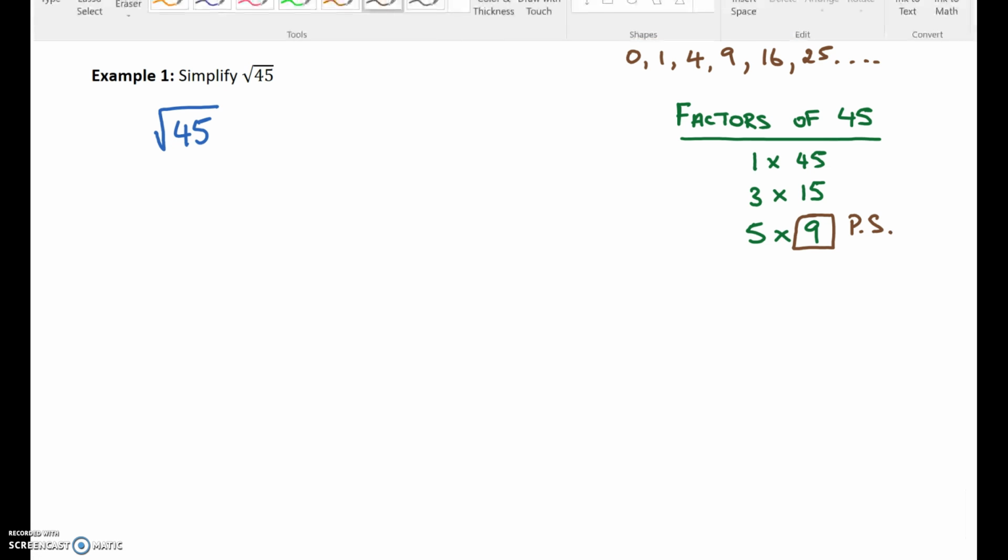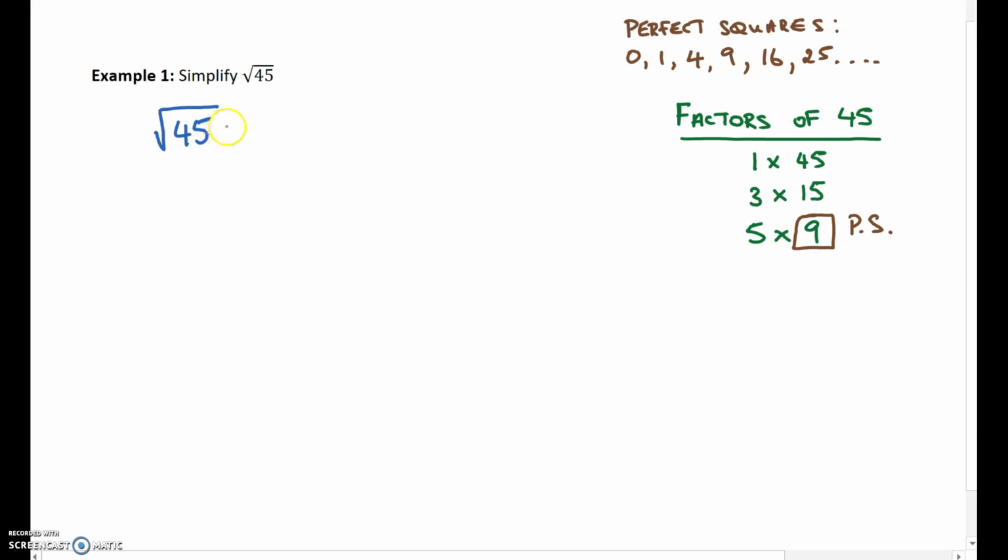So what we're going to do now is go back to our question, and replace the square root of 45 with the square root of 9 times 5. It just makes it a little bit neater if you put the perfect square first. So instead of 45, write 45 as 9 times 5. Now we've seen that you can split up a product. The square root of a product can be split up into two separate square roots.